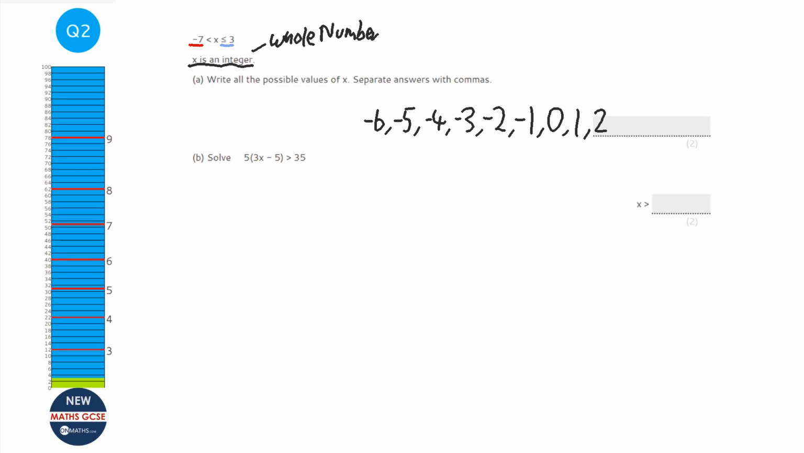Now let's have a look at the other one. It says x can be less than or equal to 3. So that line there, if I do it a little bit bigger, the line that I've just drawn there says it can be 3. So we must include 3 in our answer. And that's how you get full marks. Now you probably will get 1 mark if you forget to put the 3 down or you put the minus 7 accidentally.